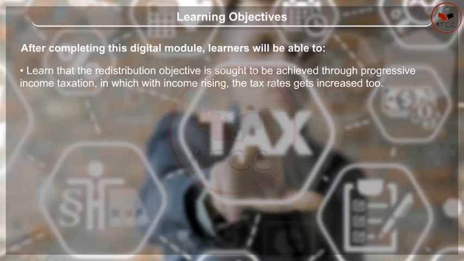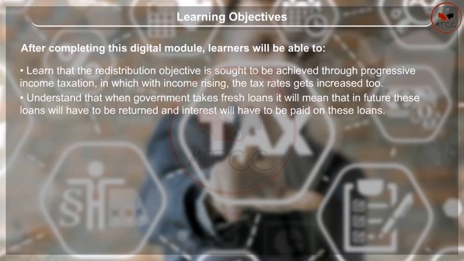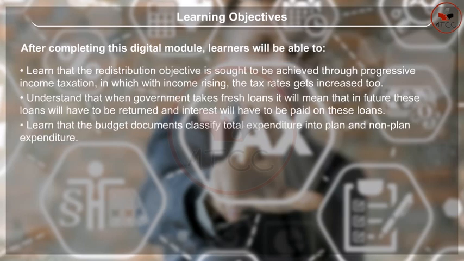Learn that the redistribution objective is sought to be achieved through progressive income taxation, in which, with income rising, the tax rates get increased too. Understand that when the government takes fresh loans, it will mean that in future these loans will have to be returned and interest will have to be paid on these loans. Learn that the budget documents classify total expenditure into plan and non-plan expenditure.